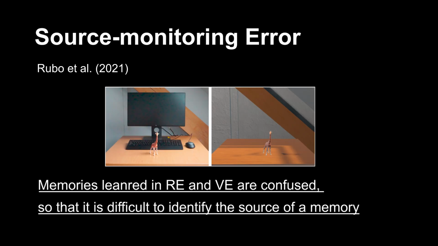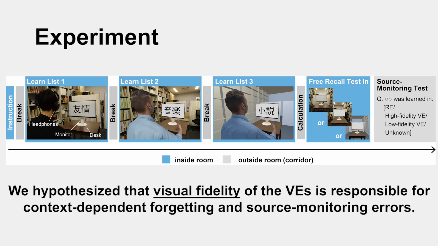Previous studies indicated that memories remembered in real and VR environments are easily confused, and it would be difficult to discriminate the source of a memory. We hypothesized that the visual fidelity of virtual environments is responsible for these effects and conducted a mixed design experiment. 36 participants participated in the experiment. They learned 10 words in the real environment, another 10 in the high-fidelity virtual environment, and another 10 in the low-fidelity virtual environment. After an interval, they completed memory tests.